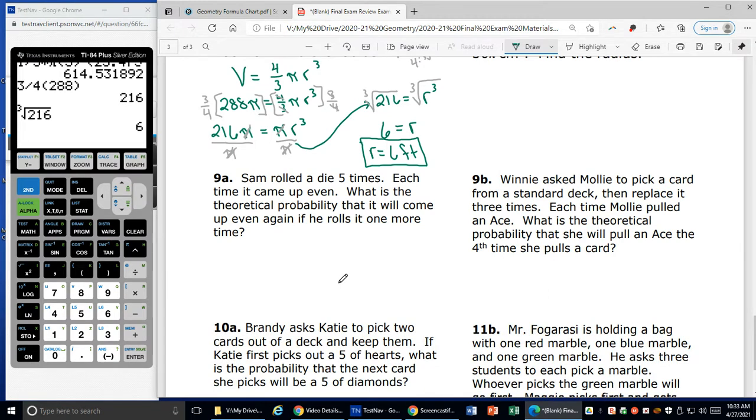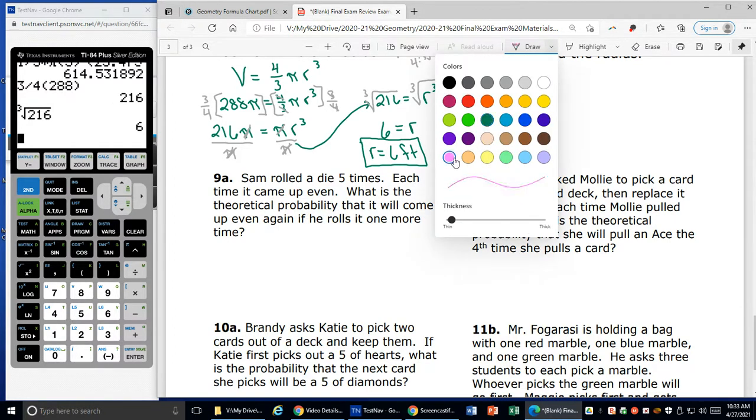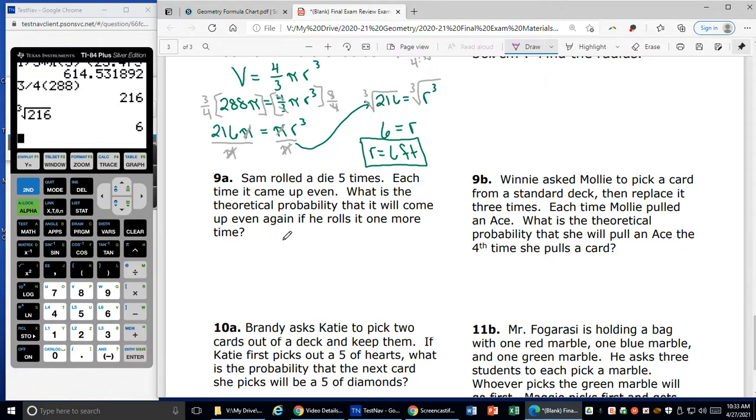Each time it came up even. What's the theoretical probability that it will come up even if he rolls it one more time? All right, so a die doesn't change each time you roll it. Every time you roll it, you have the same probability of getting any number on that die. So the fact that he rolled it 5 times already and every time it's been even has no effect on what the next roll is going to be. So we're just trying to find, what is the probability that the next roll will be even?